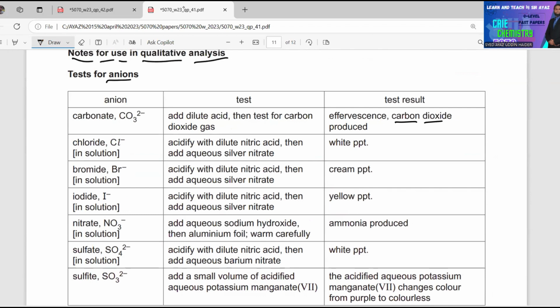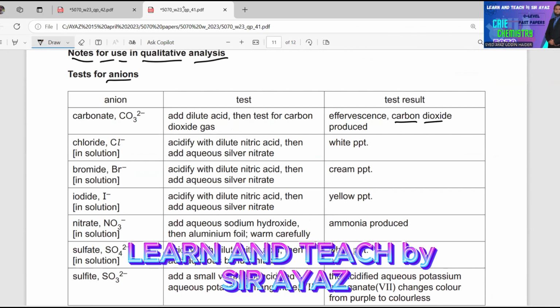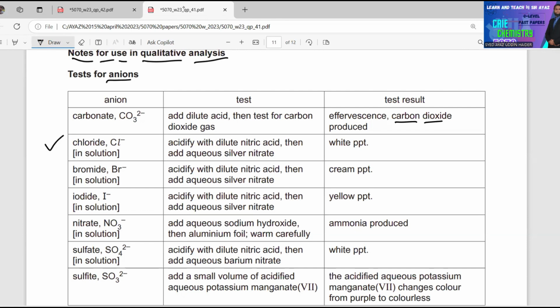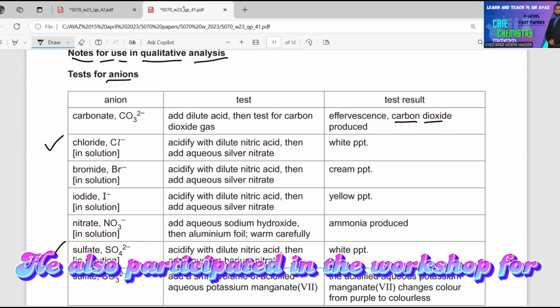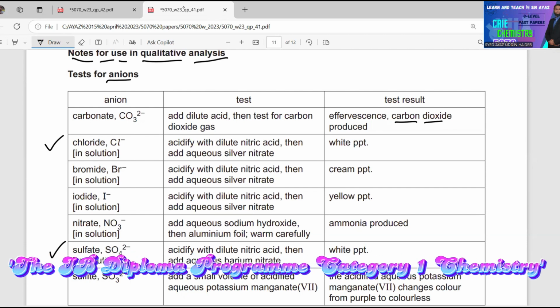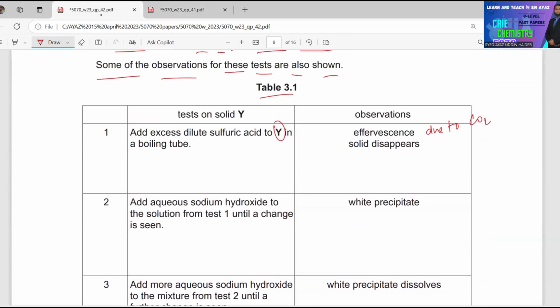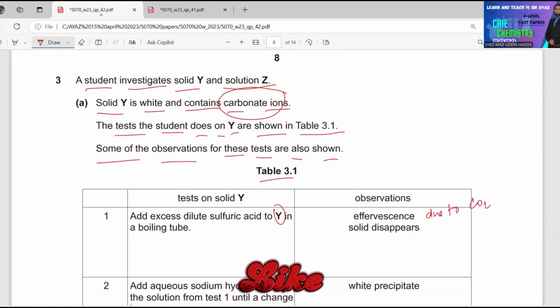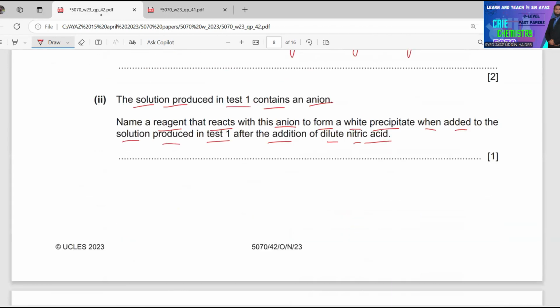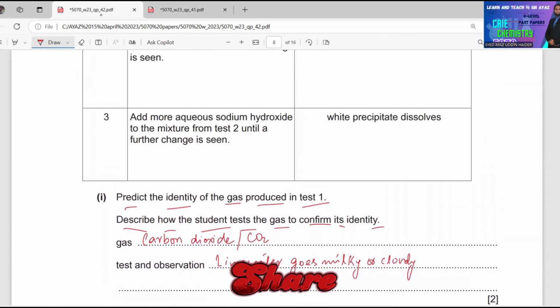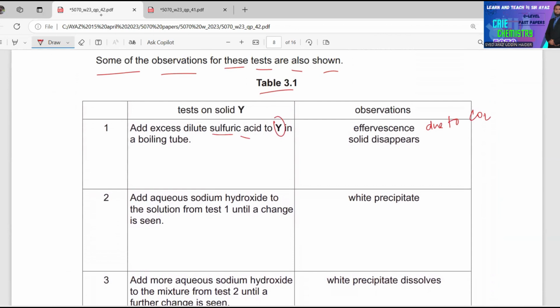So if you look at the anions list, we have chloride ion that produces a white precipitate after acidification with dilute nitric acid, then adding aqueous silver nitrate, and sulfate, which also produces a white precipitate after adding barium nitrate along with nitric acid. Now see, solid Y is now a solution. They are saying the solution produced in test 1. So the solution produced in test 1 has already lost carbonate ion. So the solution must have sulfate ion, which is coming from sulfuric acid.